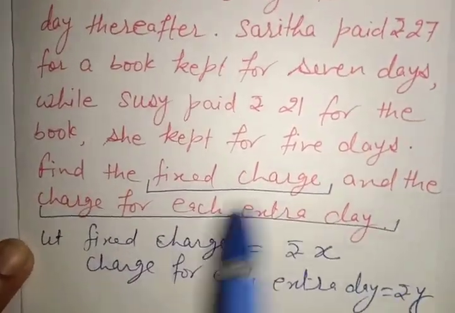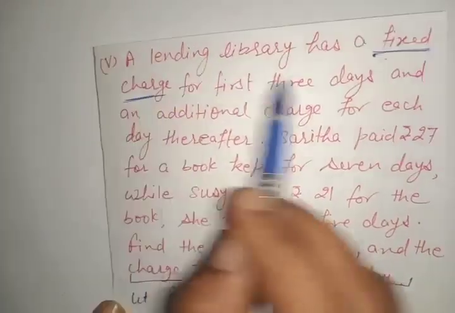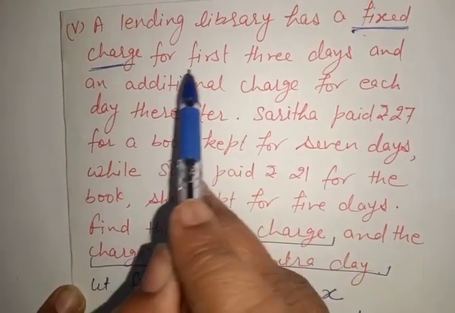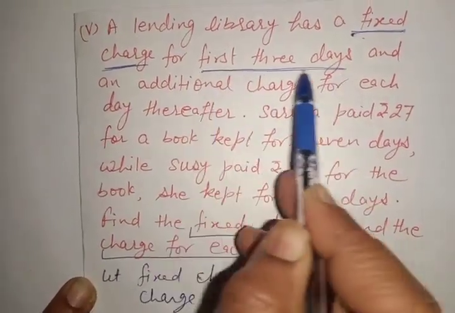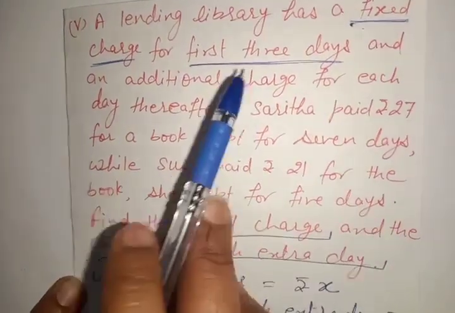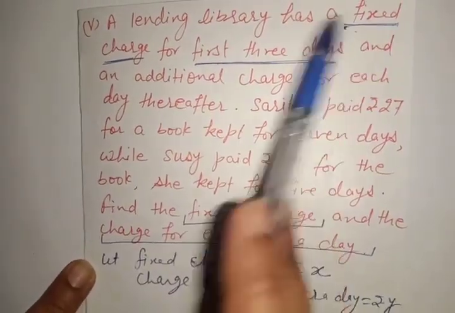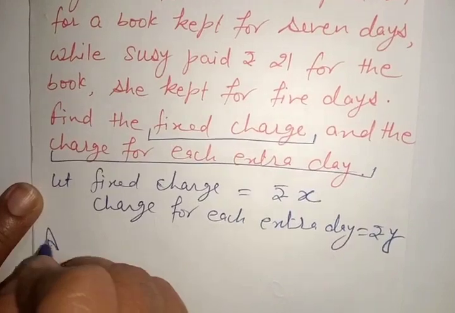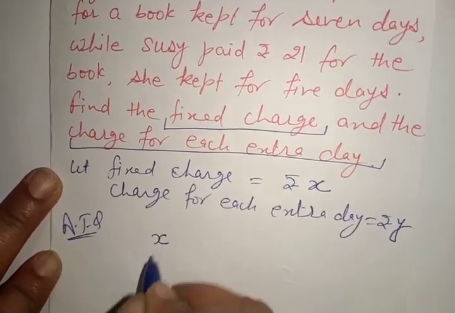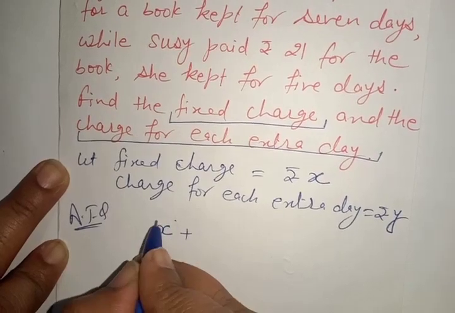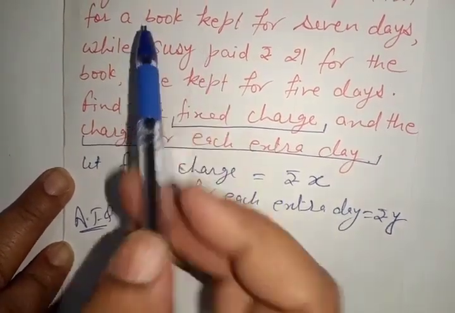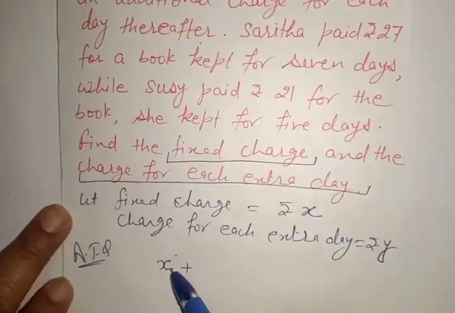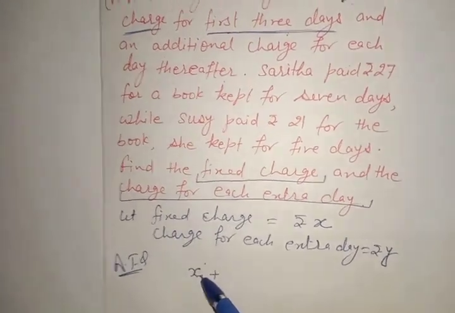A lending library has a fixed charge. Means this you have to give. If you take any book, you have to give. But for how many days? For 3 days. Suppose a student takes a book, so he or she will give the charge for 3 days. Fixed charges for how many days? 3 days. So according to the question, the student has paid x rupees. So how many days' money has he paid? 3 days. And additional charge thereafter. Means after that, if you keep the book, after 3 days you have to give some extra charge.